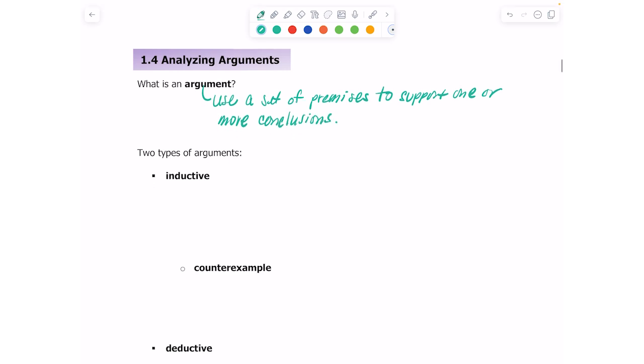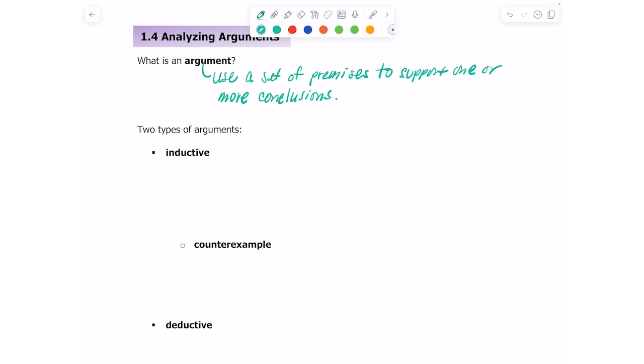There's two types of arguments that we're going to look at. We're going to look at inductive and deductive. So what's the difference? For inductive reasoning, you're going to have fairly specific premises and those are going to lead to a conclusion.